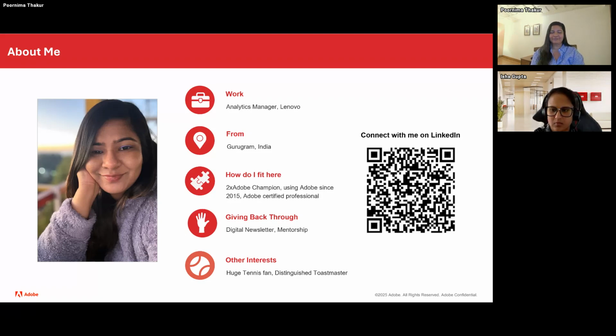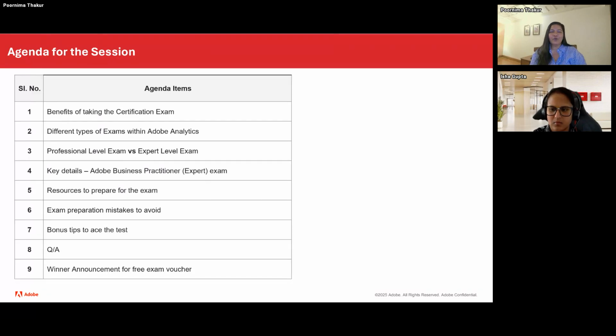And with that, let us start the session. So, the agenda for the session today is going to cover a few things. First would be understanding the benefits of the certification exam. Why would you want to take the exam? You should know why it is useful to you and what exactly it is going to give you. Second are the different types of exams within Adobe Analytics. When you go to the certification portal, you will see a huge list of applications within the Adobe ecosystem. So it is very important to understand where this business practitioner exam sits in the entire ecosystem and how it is different from the others.